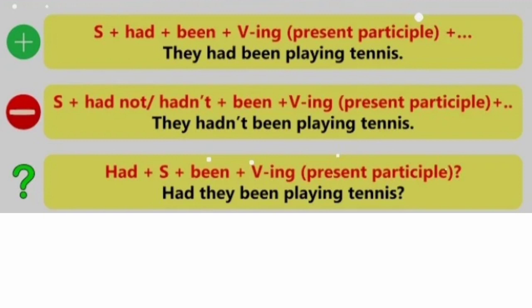Let's learn how to construct the positive, negative, and interrogative sentences in past perfect continuous tense. Positive: subject plus had plus been plus verb's ing form plus object, if any. For example, they had been playing tennis. Negative: subject plus had not plus been plus verb's ing form plus object. They had not been playing tennis. Interrogative: had plus subject plus been plus verb's ing form plus question mark. Had they been playing tennis?